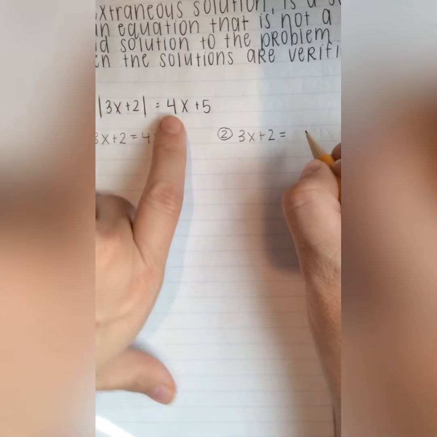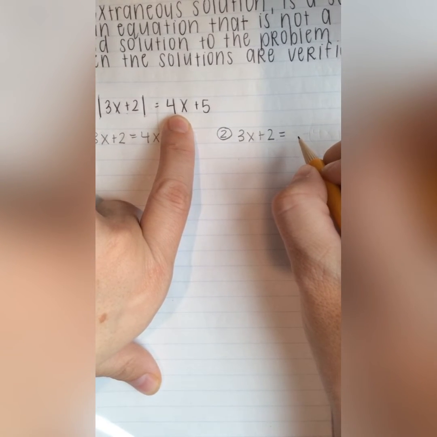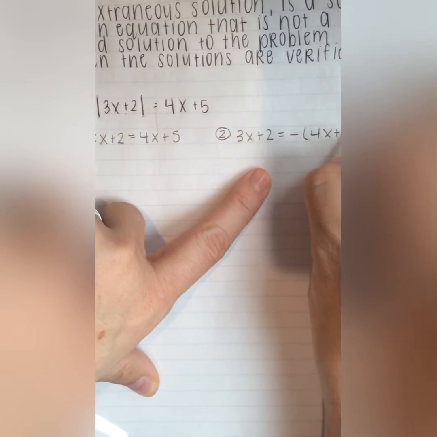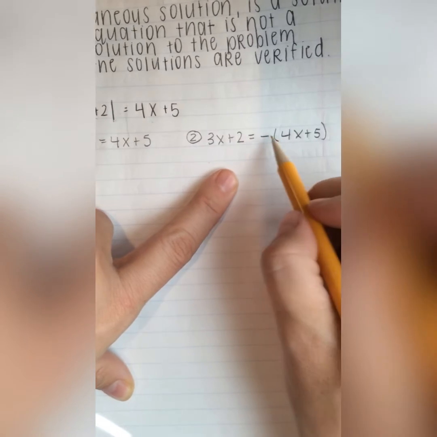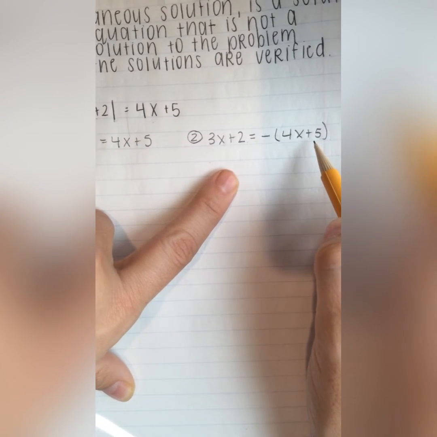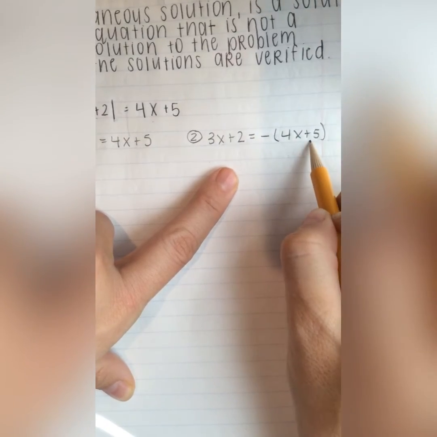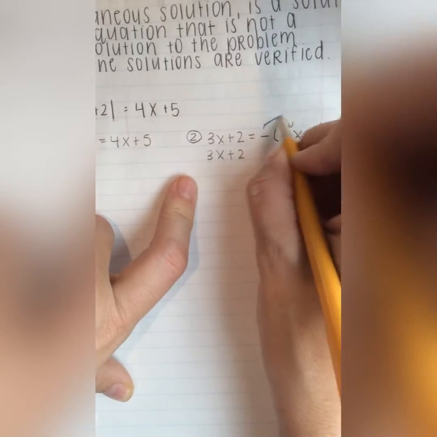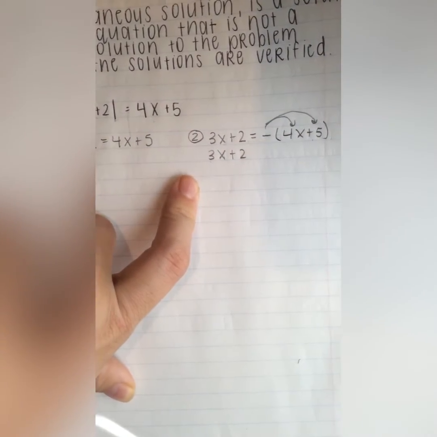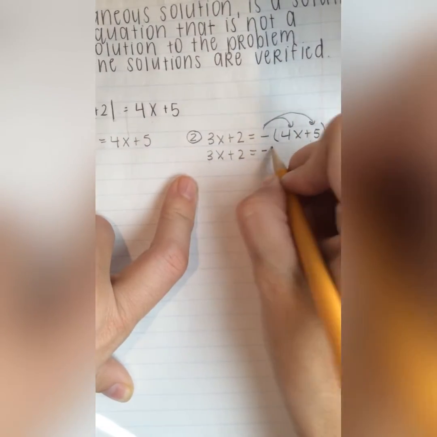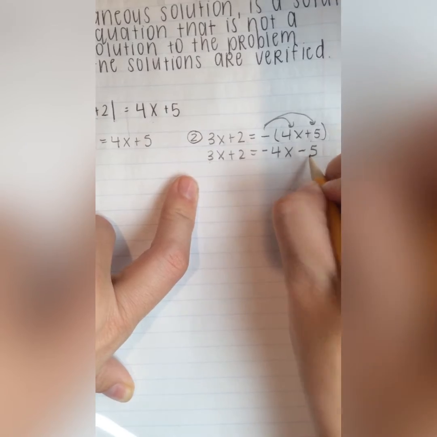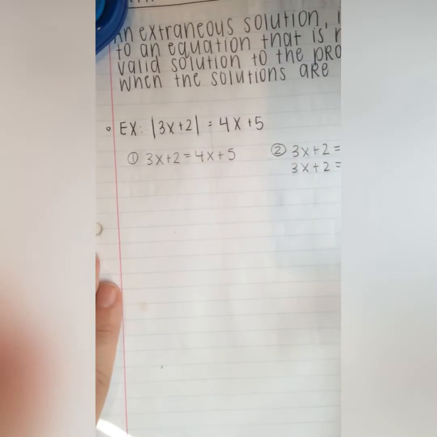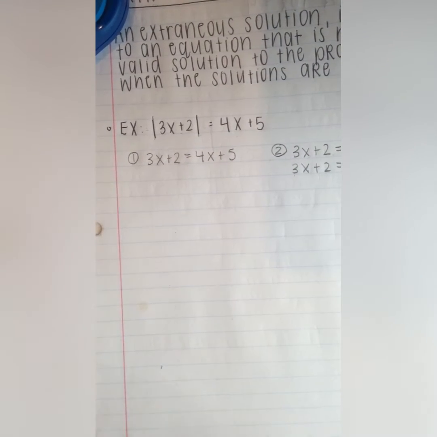But I'm not just going to make the 4x negative. What I want to do is distribute the negative. Oops, and I ran off the page. I'm going to distribute this negative to the whole side. So essentially, I'm going to change the sign of both terms. Leaving this how it is, we're distributing that negative to both terms inside of the parentheses on the right side. So I would have a negative 4x minus 5. Okay, so those are our two equations, and now we're going to solve them.